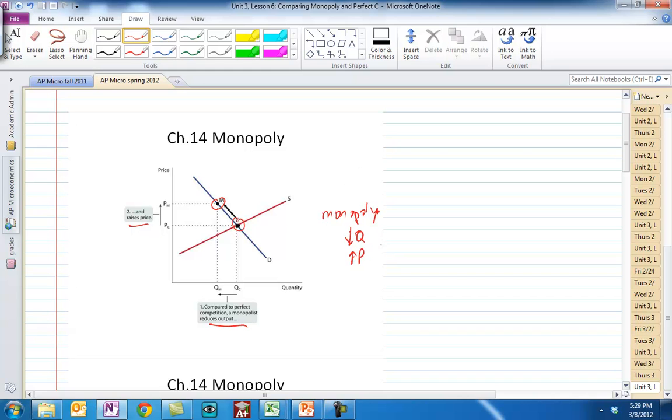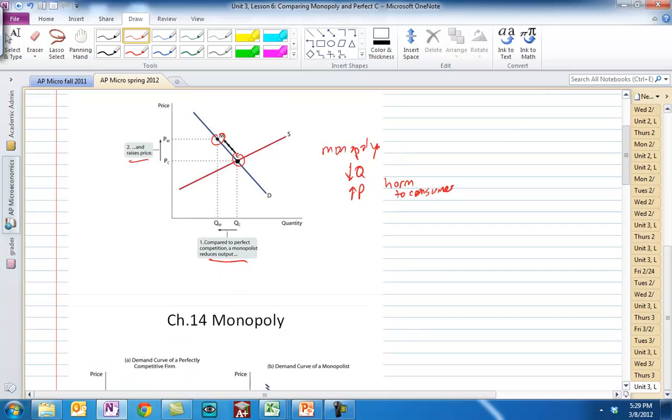So intuitively, we see some harm to consumers from this. It's good for the monopoly compared to how the monopoly would be if it was a perfect competitor, because it's much more profitable, but there's obvious harm to consumers. Okay, let's get to even more levels of specificity here.